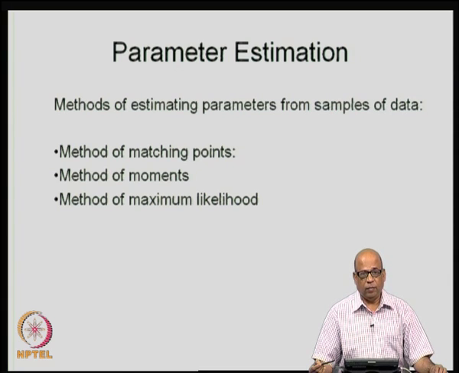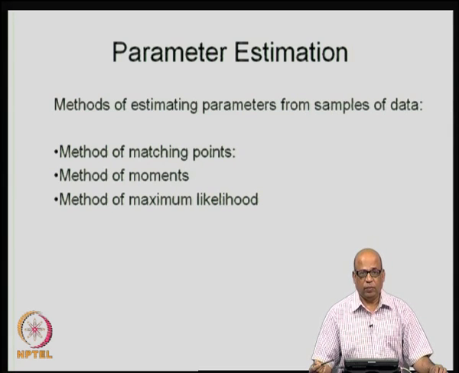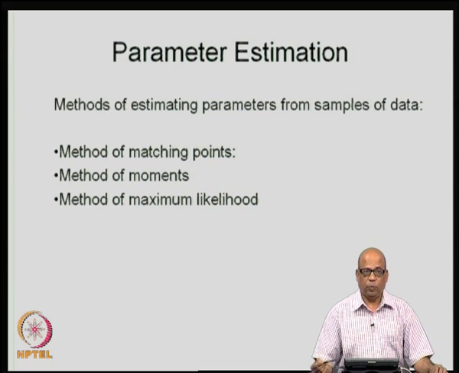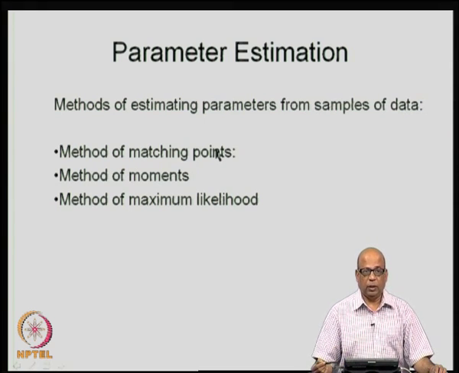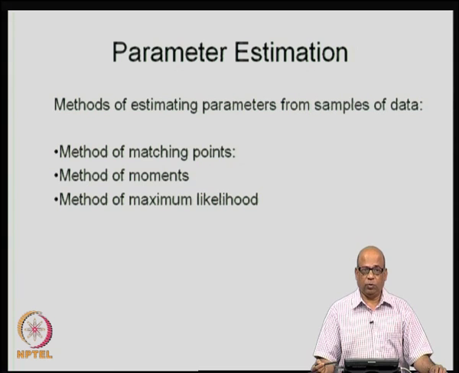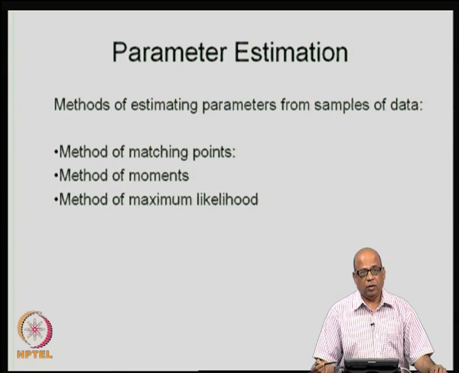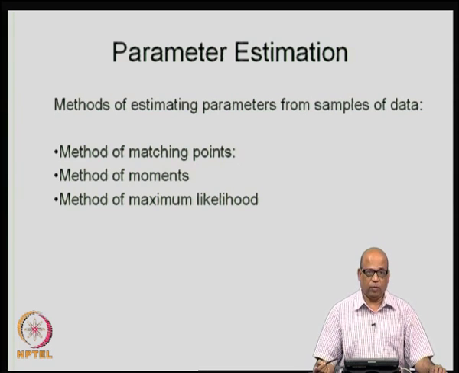Now, having introduced the concept of parameter estimates, we will look at some methods which are available for estimating the parameters. We will typically use the method of matching points, the method of moments, and the method of maximum likelihood. We will introduce these three methods for estimating the parameters. There is also a method of graphical plotting, which is a really approximate method used as a first cut of rough estimates, but we will not deal with that method in this course. With computers available, the graphical method is almost outdated now.